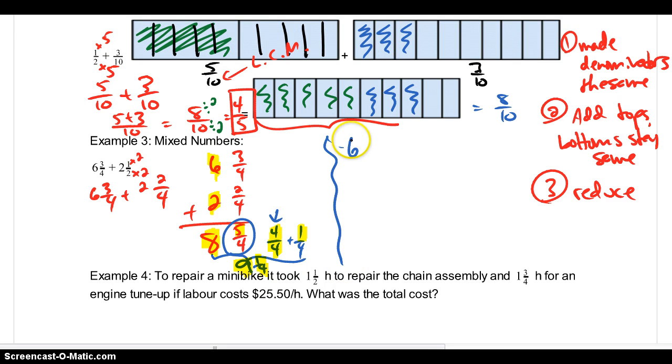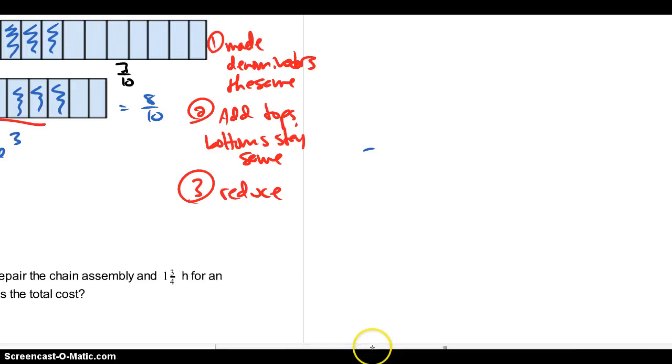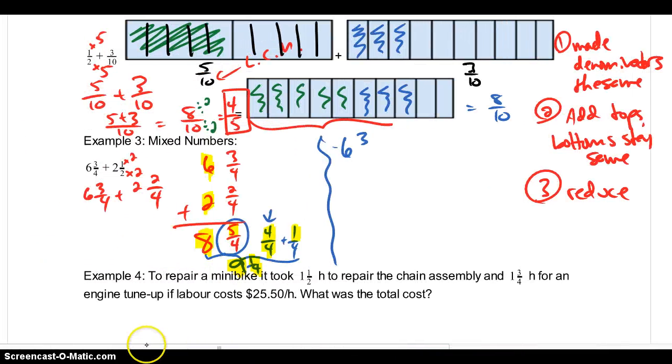Perhaps an easier way to do it is to start with that 6 3/4. Let's say we've already converted. We've got 6 3/4, and we had our 2 2/4 because we knew those quarters are a good idea. Now we can do our multiplication and addition step.